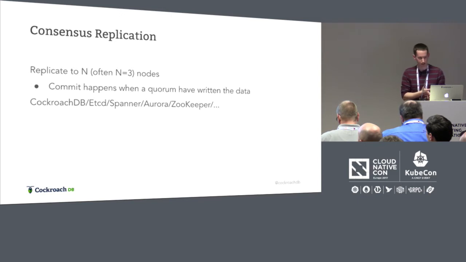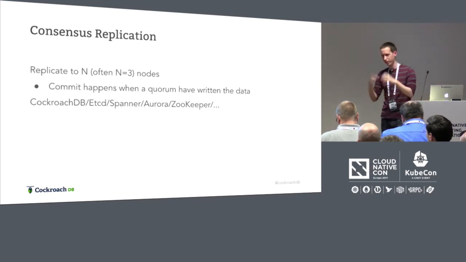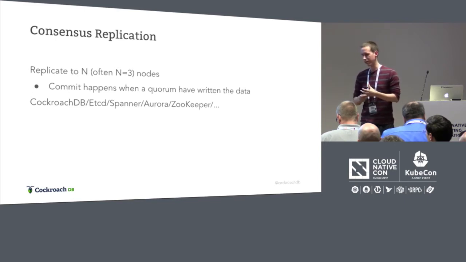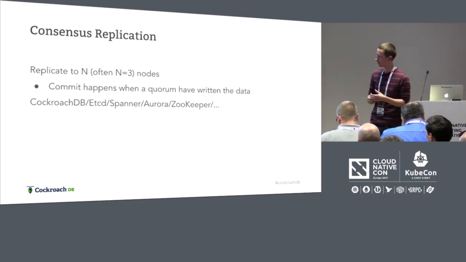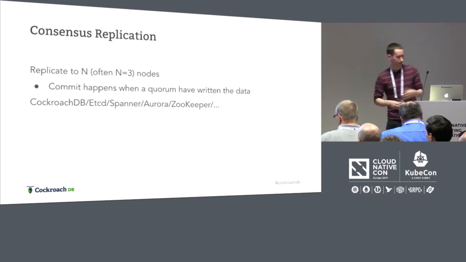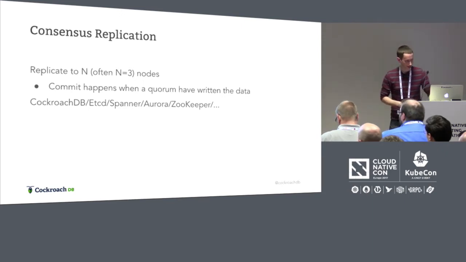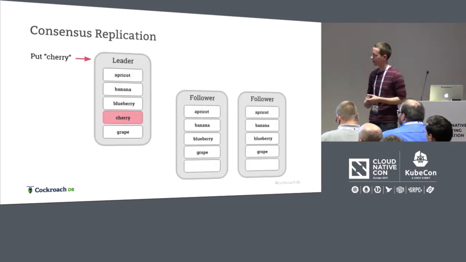And the general idea of consensus is that you're replicating to usually an odd number of machines, and something is considered committed when a majority of them agree that it should be committed. And so this is used in a bunch of modern database systems you see there. And it looks a little bit like this in Raft.